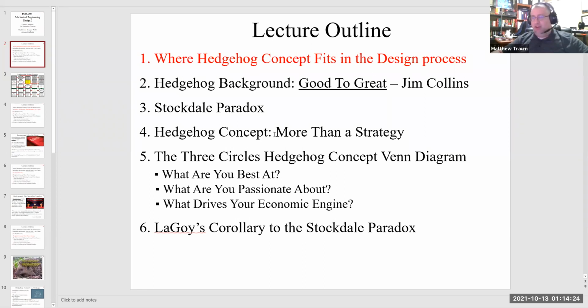It's more than just a strategy, as we'll see, and then dig really deep into the definition of the hedgehog concept and the three circles. So we'll talk about what you are best at, what you are passionate about, what drives your economic engine, and then ultimately we're going to talk about Lagoy's corollary to the Stockdale Paradox. So Benny Lagoy was a former EML4501 teaching assistant who now works out in industry. But we'll wrap things up. We'll sort of start almost with the Stockdale Paradox, then we'll wrap up with kind of a corollary to that paradox.